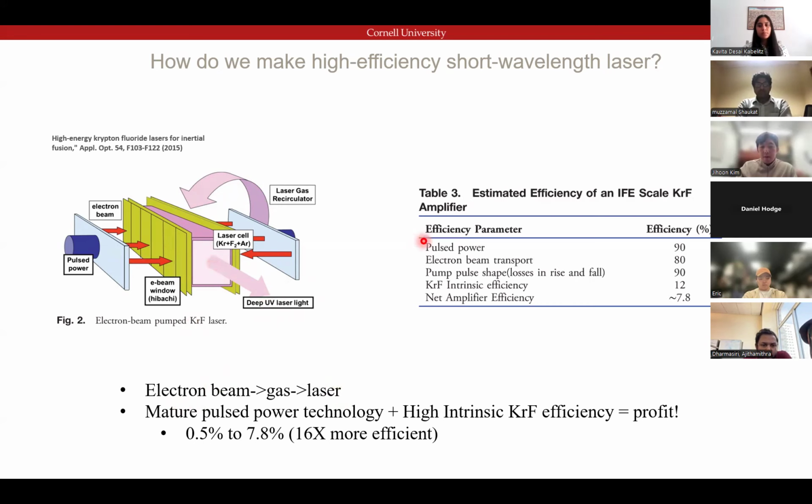And if you look at the efficiencies, it's really great. It's not like 1%. Pulse power efficiency is 90%. Electron beam transport from vacuum to this gas cell is 80%. And then I actually don't remember this part, but KrF intrinsic efficiency is 12%. So if you compound all these, it's still 8% efficiency. And there might be more physics involved, because some other groups in our Rise Hub are working on this. But even just looking at numbers, excimer lasers are 16 times more efficient.